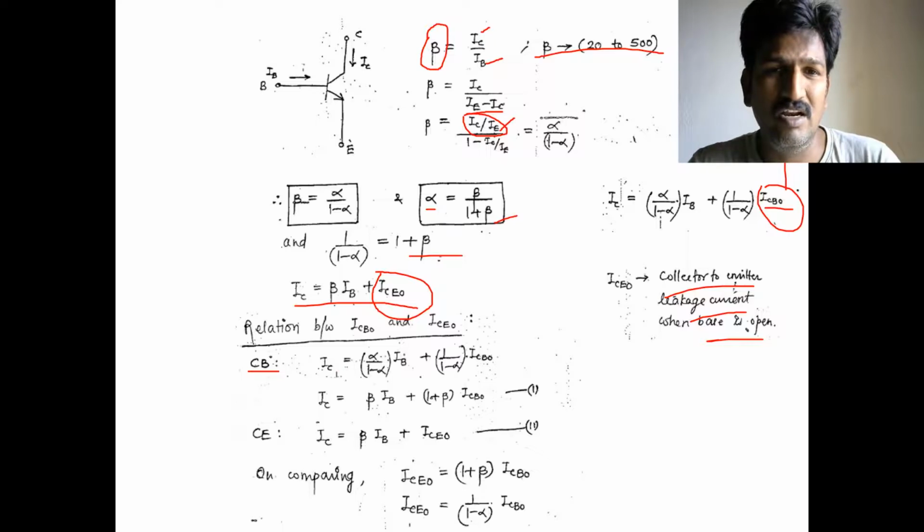Then you know the relationship between ICBO and ICEO. According to the CB, IC is equal to alpha divided by 1 minus alpha times IB plus 1 divided by 1 minus alpha times ICBO. You can also write this as IC is equal to beta IB plus 1 plus beta times ICBO.